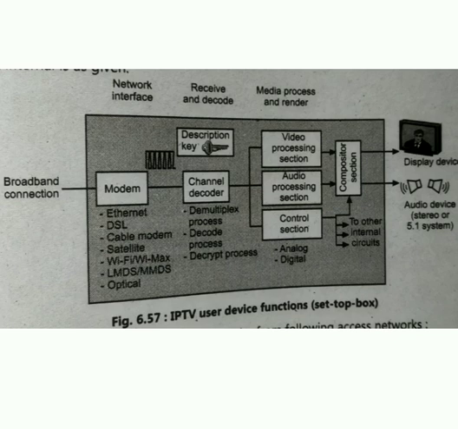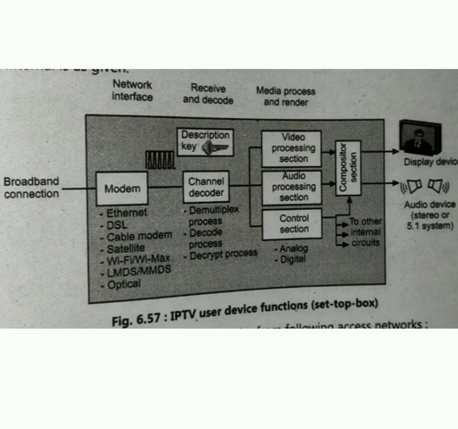You can see in the diagram, whatever the output of the modem is given to the channel decoder. The channel decoder section performs different processes: demultiplexing, decoding and decryption. All these processes are performed in the channel decoder for the purpose of converting the output of the modem into the different formats that are used by the next blocks.